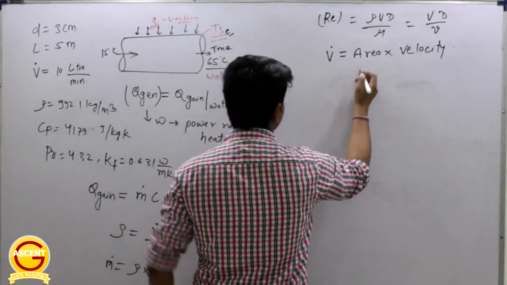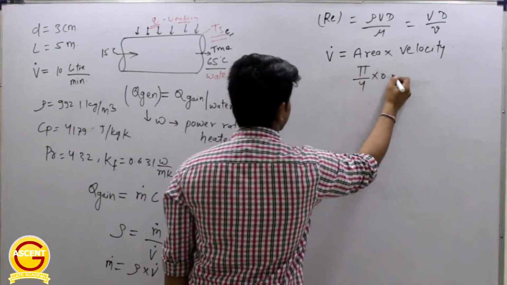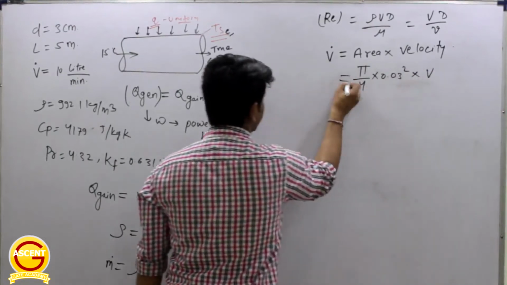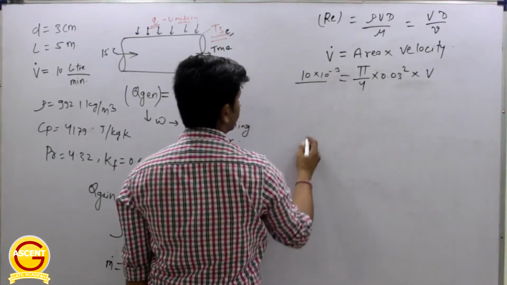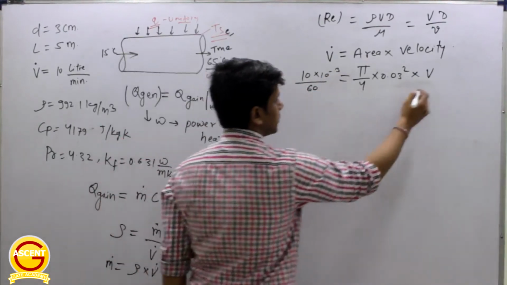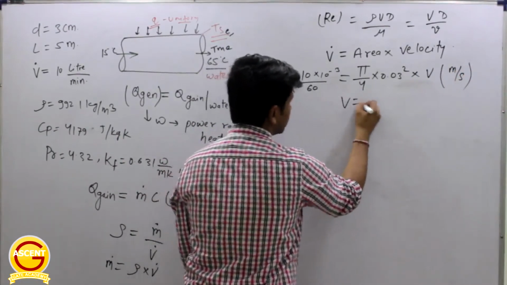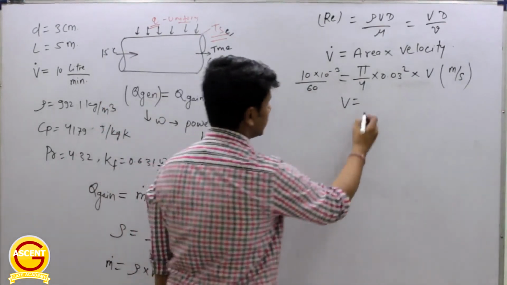So area of this pipe you already know, it is the cross sectional area, pi by 4 into d square, d is 0.03, squared, multiplied by this velocity, and it will be 10 into 10 power minus 3 divided by 60 seconds. So then you will get this velocity in meter per second. So calculate the velocity, you will get this as 0.2357 meter per second.